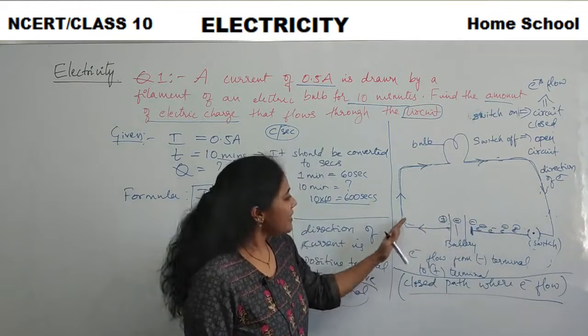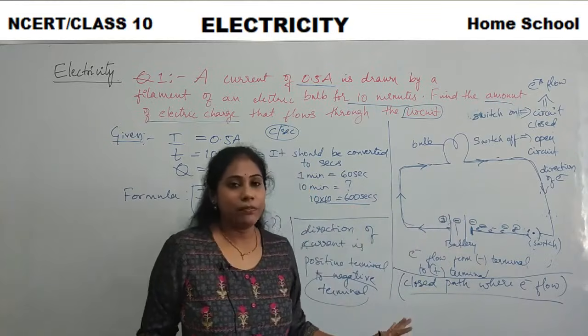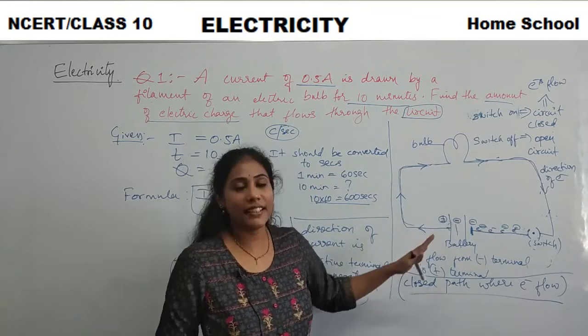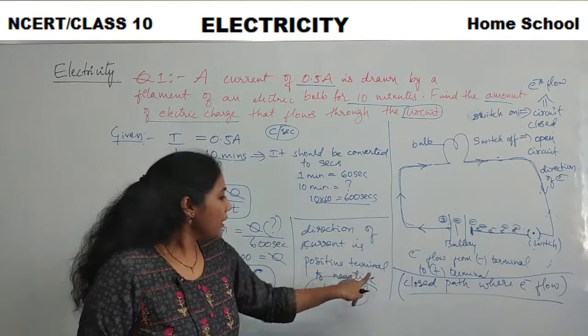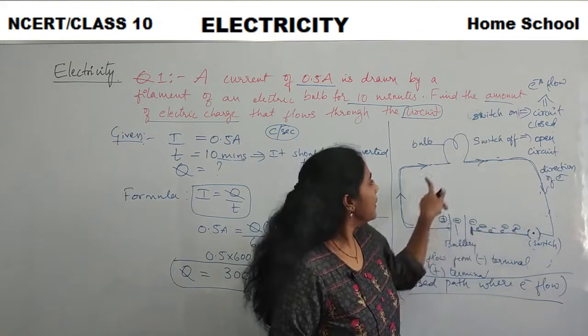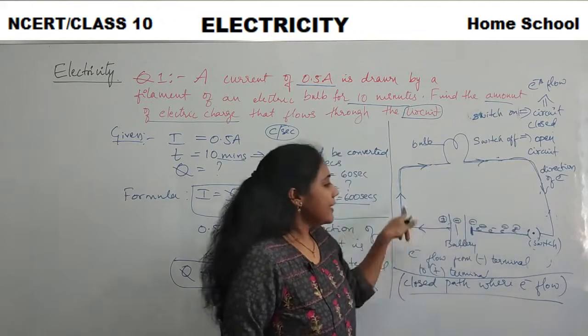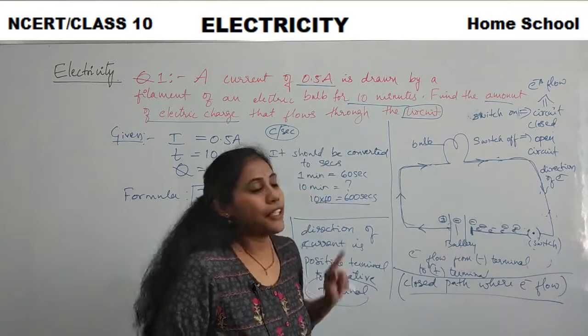Okay, so they just kept the direction like this only, positive to negative. They started representing direction like this. So remember, direction of current is from positive terminal to negative terminal, but flow of electrons is from negative terminal to positive terminal in an electric circuit. So this is what a small simple electric circuit is.